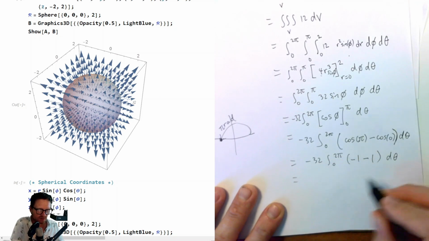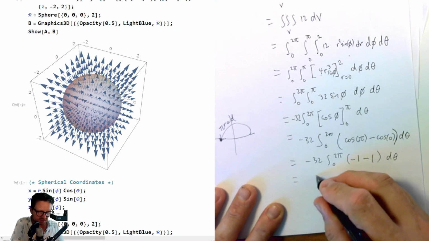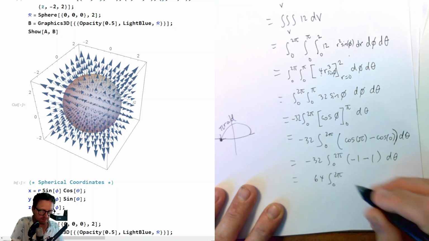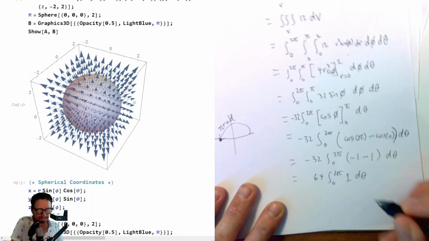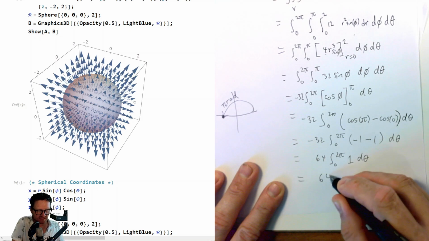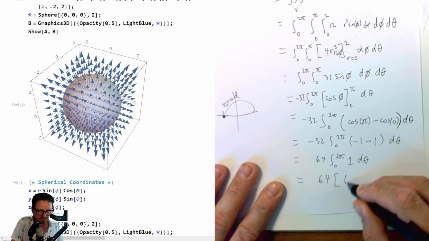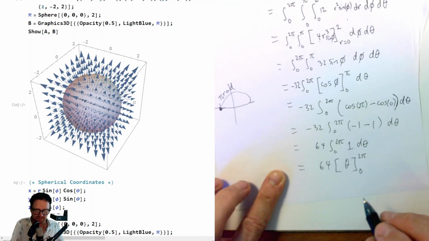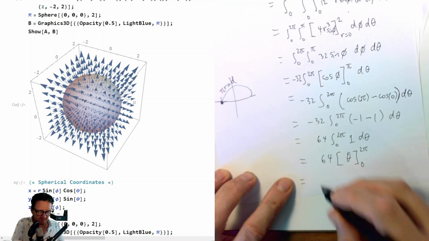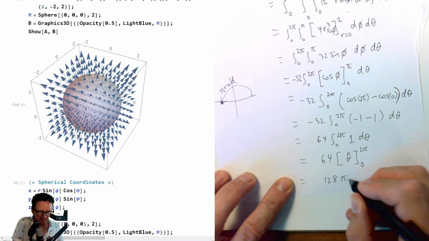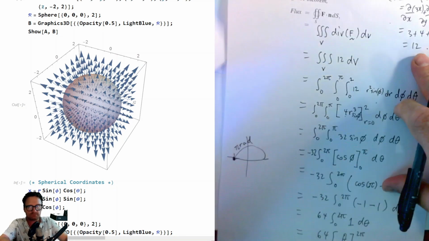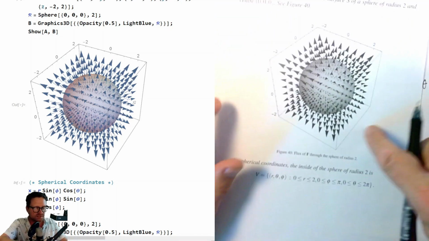So bringing this all out, minus 2 times minus 32 is 64. And so we've got 64 times theta from 0 to 2 pi. And so subbing that in, we've got 128 pi. Okay, so that would be the flux through this sphere.